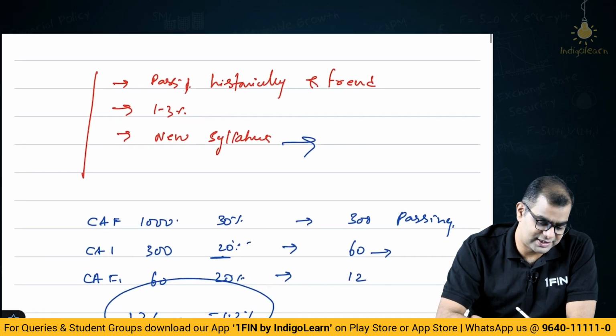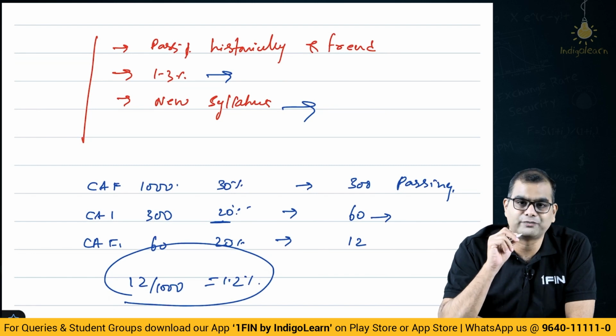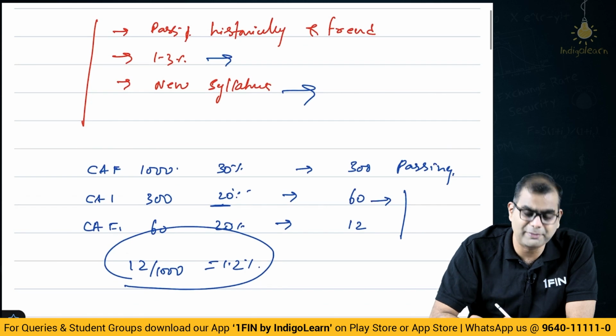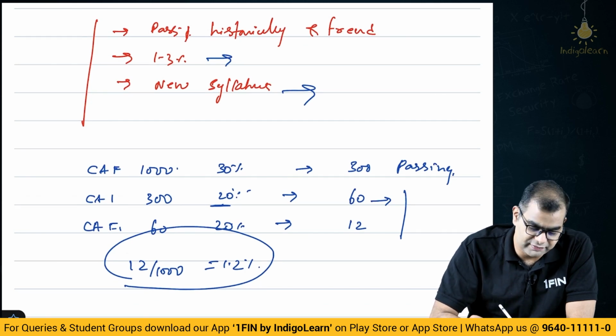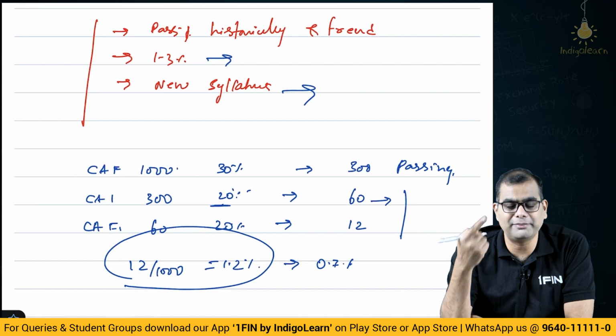So, the first point I was telling you, this 1 to 3% of people passing, it is right. In fact, this is not even 1.2. If you eliminate the duplication, people who are passing in the first attempt or people who are passing both the groups together, it will be even less. It may be 0.7, 0.8%.